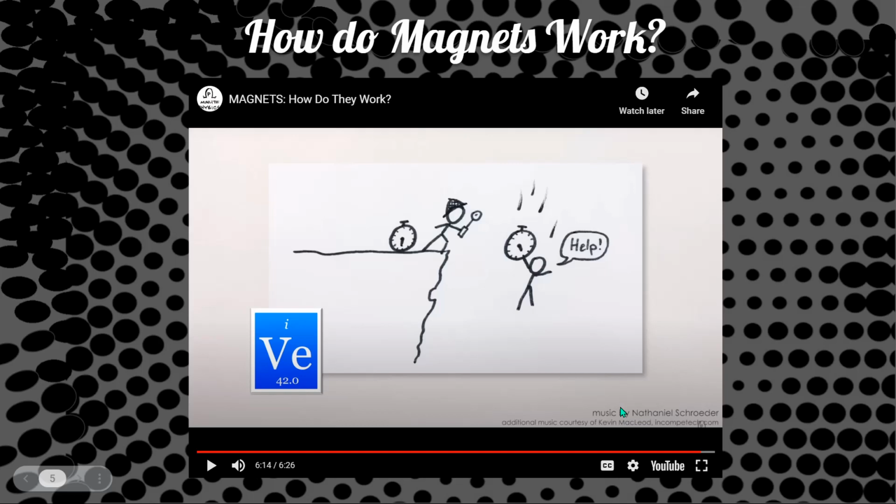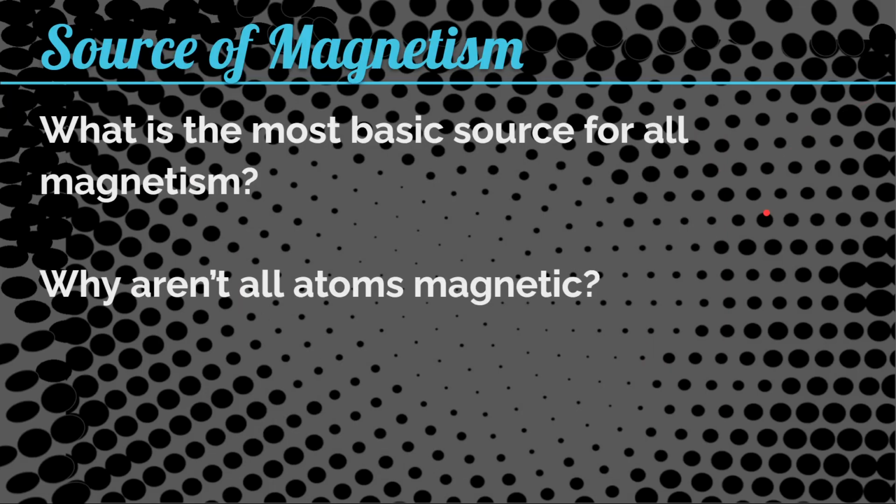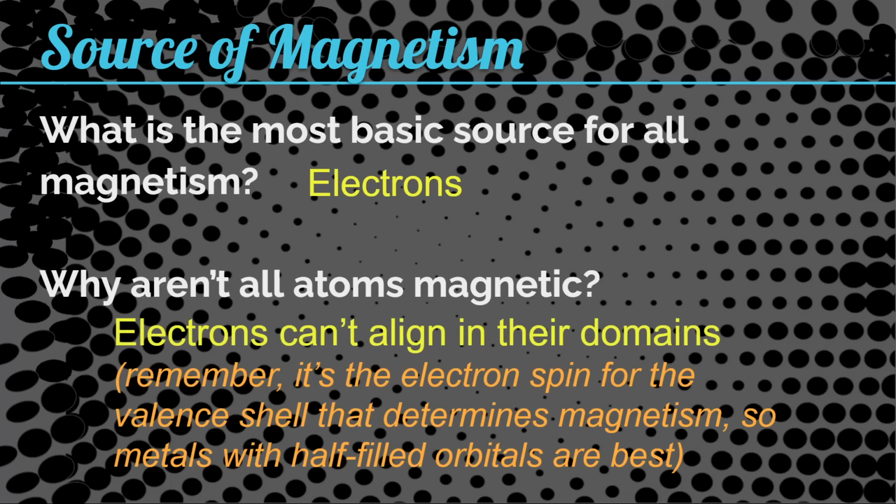We don't go into a lot of detail in this class because we haven't learned all of the background stuff that you would need. But if we think about what we just heard in there, the basic source for all magnetism, which was also part of your warm-up, ultimately it's electrons. It's moving electrons specifically, but moving electrical charges. And all atoms aren't magnetic, as they said in the video, because not all atoms have electrons that can align in their domains. And again, that was just one of those levels.